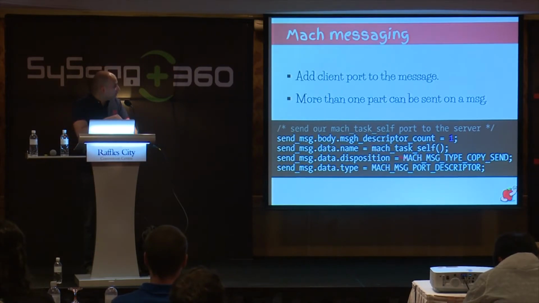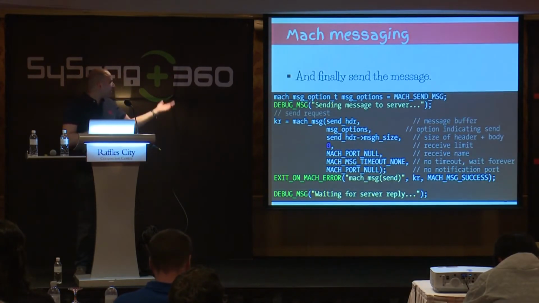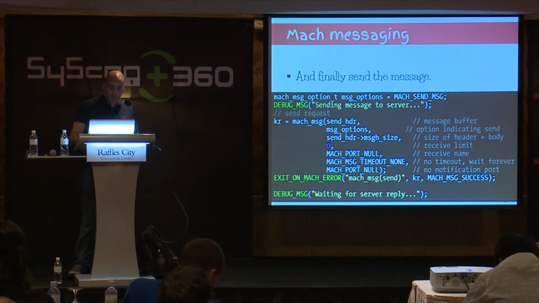And here you have the trick. The application is getting its own port, and it's going to send this port to the server. So when the server receives this, the server can do whatever it wants to the client application. And finally, send a message. Once again, use Mach message. The whole message is ready to be sent. Send the message to the server, and the server will receive the message.